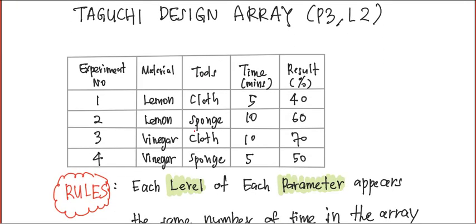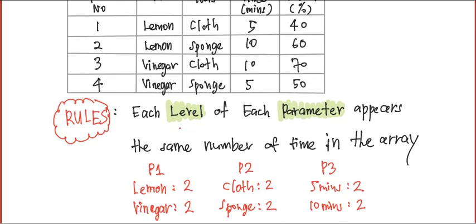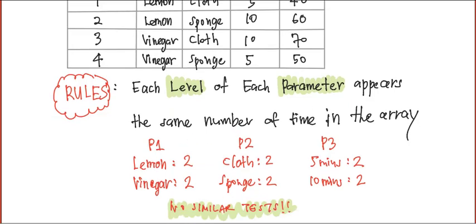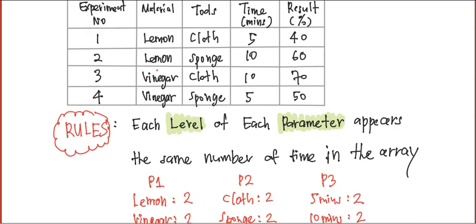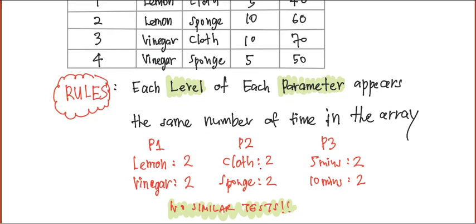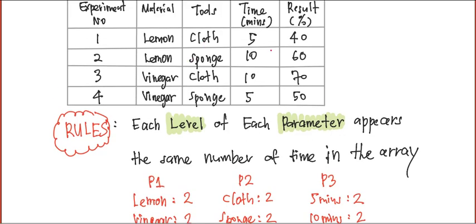Now we can also check if we follow the rules or not. Each level of each parameter appears the same number of times in the array. So P1, or parameter 1, which is the material. Okay, let's check lemon and vinegar. How many times is it repeated? Lemon 2, vinegar 2. How about the tools, cloth and sponge? Cloth 2, sponge 2 as well, in our array.